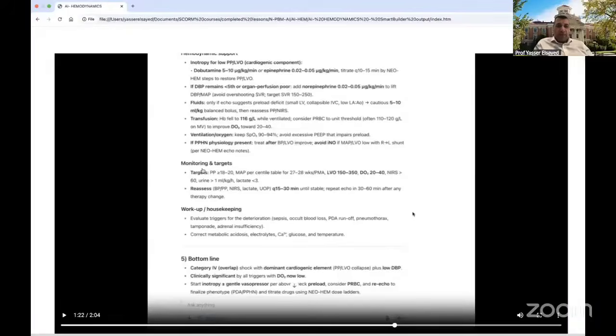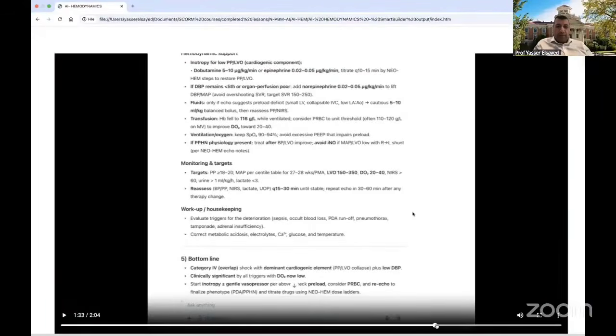It also gives you what you need to monitor. You need to monitor the pulse pressure. You need to target a pulse pressure between 18 and 20, mean blood pressure between 27 and 28, and cardiac output between 150 and 350. You don't have to do echocardiography. Even with blood pressure alone, when you enter the blood pressure, the calculator will give you the assessed or estimated cardiac output based on the blood pressure only.